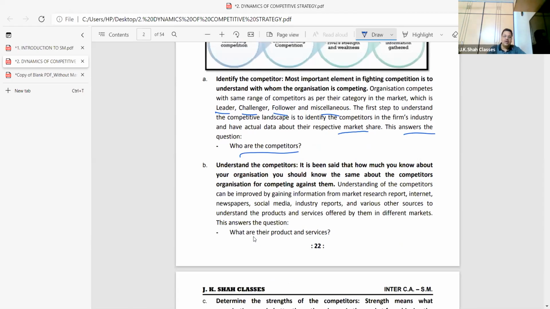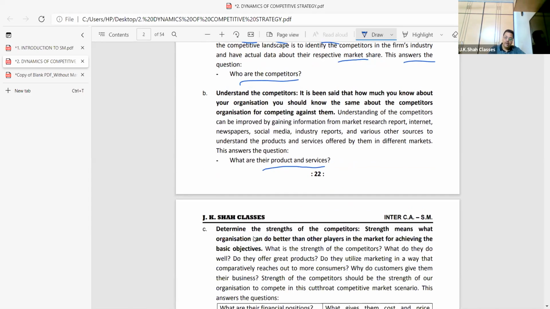Then understand the competitor. It has been said that how much you know about your organization, you should know the same about the competitors' organization for competing against them. Understanding of the competitors can be improved by gaining information from market research, reports, the internet. So what is it, students? We are supposed to know what the products and services are. Come on, determine the strength of the competitor.